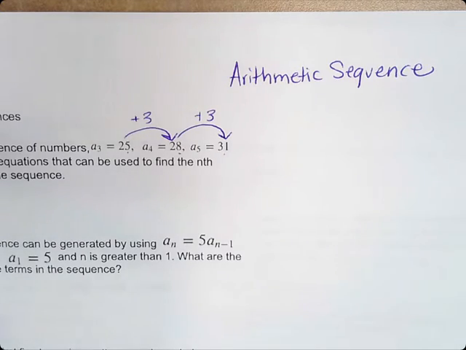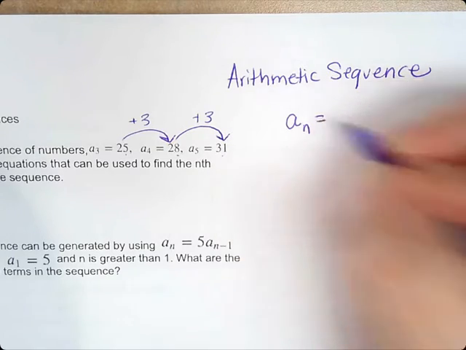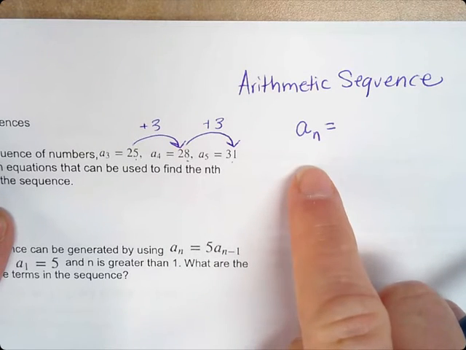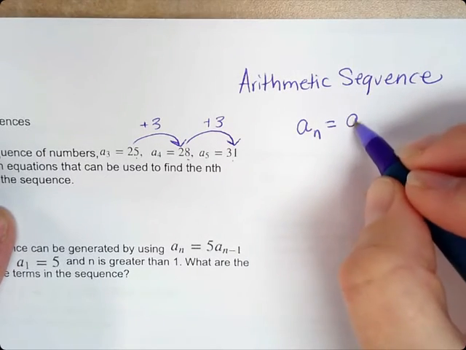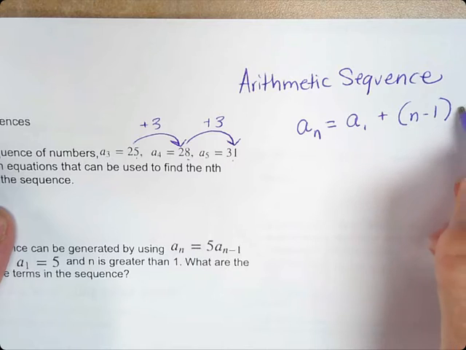And we want to find the rule. So the formula for the rule, which is something I will give you on the test day, is not something you have to remember. But this is from our notes for arithmetic sequences. It's A1 plus parentheses n minus 1 times D.